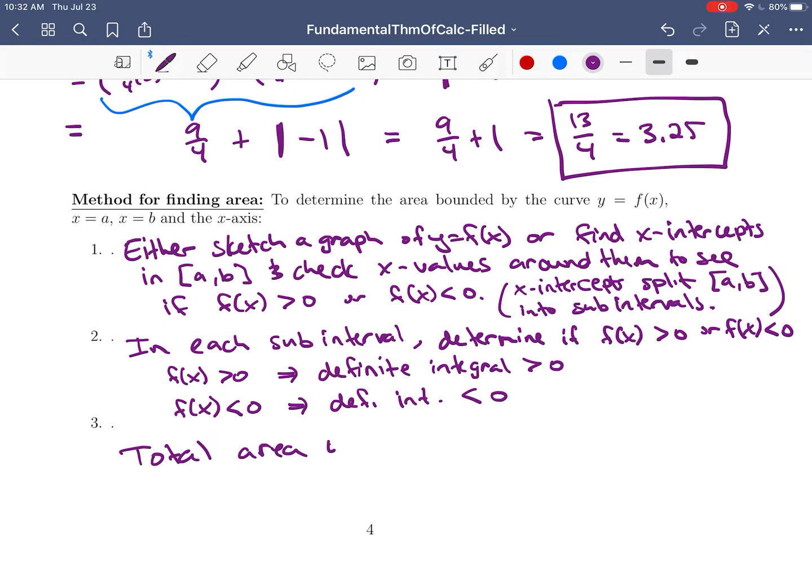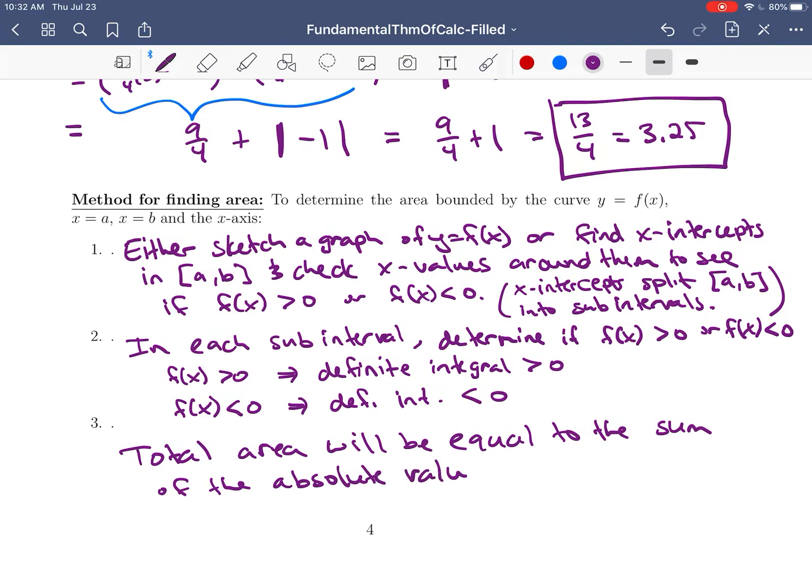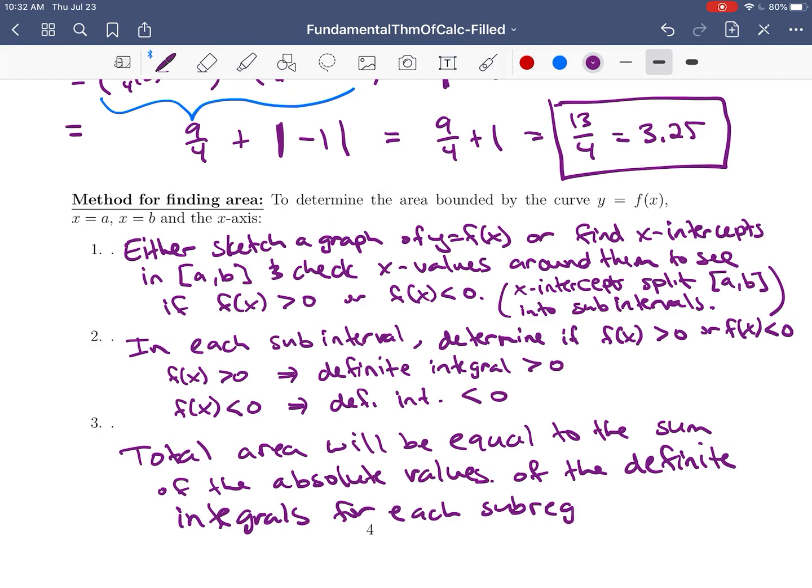So the total area should always be a positive number, and it will be equal to the sum of the absolute values. So you could just absolute value each subinterval of the definite integrals for each sub-region or interval. So you just want to break it up and do each part separately, and then if it's negative, make it positive. So that's the idea.